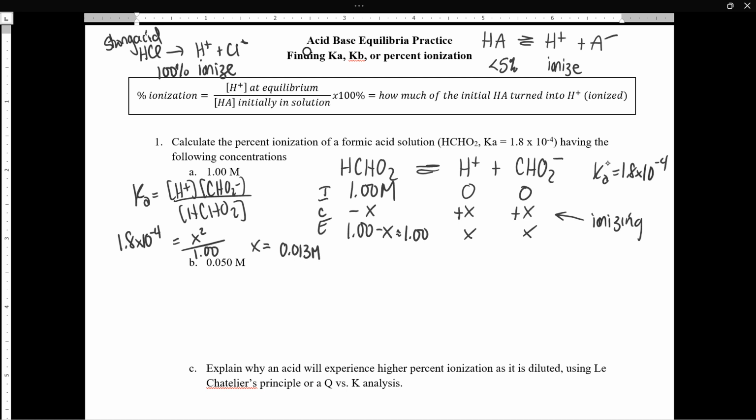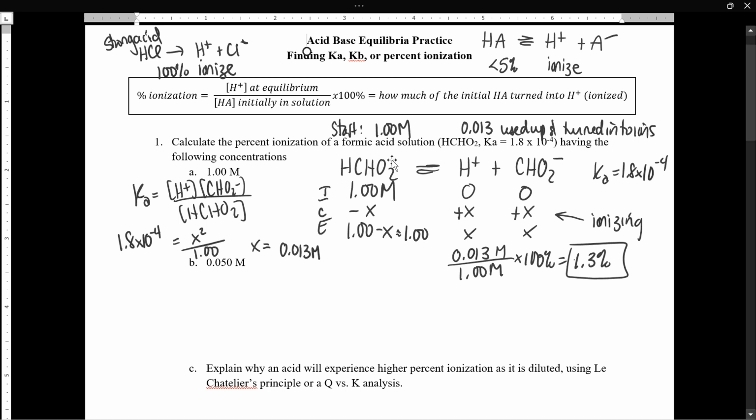What that tells us here is we started with 1 molar of my acid, and 0.013 of it is used up and turned into ions. So that's how much of it ionized. Let's write that as a percent. Our percent ionization is how much of it ionized, so that's 0.013 divided by how much I originally had, multiplied by 100, which gives you 1.3%. So in my 1 molar initial solution, I end up with 0.013 molar H plus ions, and we're expressing that as a percent, 1.3% of our original amount. So not very much of this acid ionized. It's a weak acid, so that makes sense.